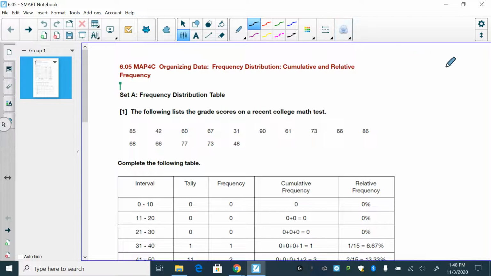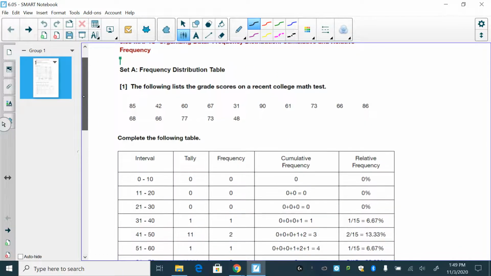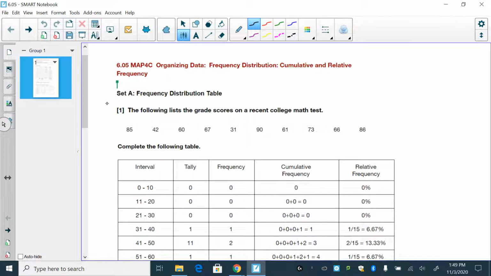All right, so for 6.05, what you're going to be doing is organize your data in a table, and we're going to look at something called cumulative frequency, which we've already done, and relative frequency. So that's the new part. Okay, so let's just look at this table that's already been completed. So you've got these numbers listed right here.